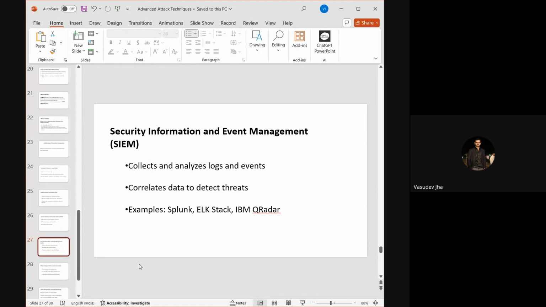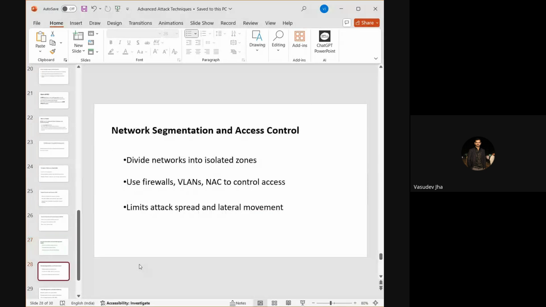So we are using different technologies like Splunk, ELK Stack, IBM QRadar, also Wazuh. These technologies we are using. Then network segmentation and access control. Basically, we are using the concept of subnet here.